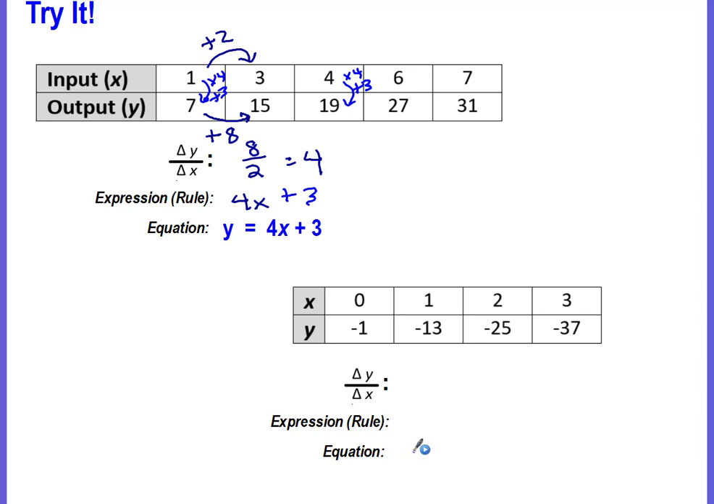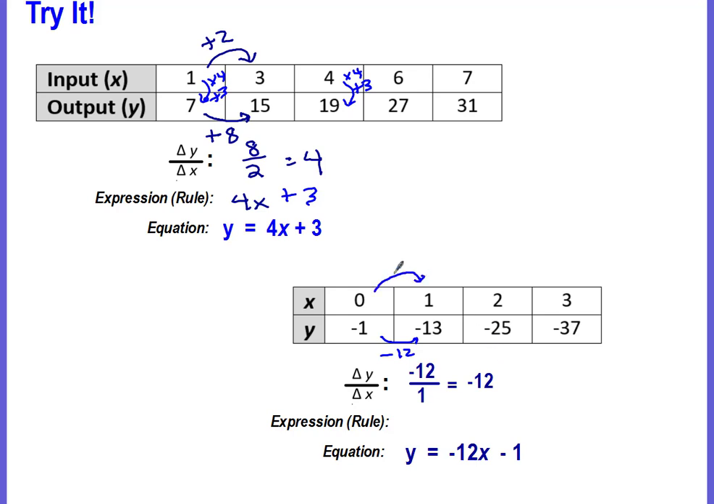Okay, let's see how you did. For your equation, did you get y equals -12x minus 1? Let's see. Hopefully you did. If not, let's see what we're missing. First of all, the rate of change was -12. If you're going to go from -1 to -13, you're getting smaller. So you're decreasing, so it's going to be a negative. And you're just adding a -12.